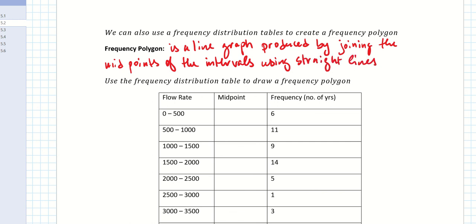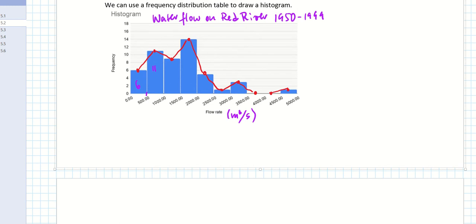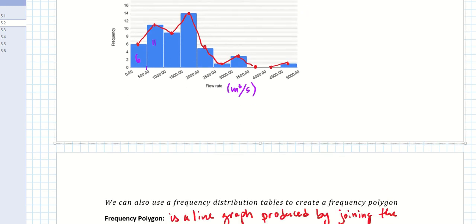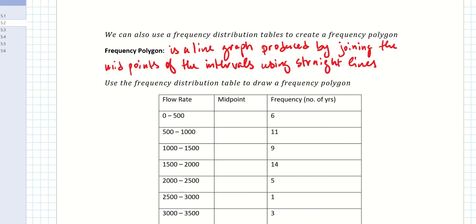Okay? So if you were to do this by hand and you didn't have a histogram to look at first, like I did here, I already had a histogram, so I can just kind of eyeball the midpoint, and you can be pretty accurate with that. If you don't have that, if you just want to have a frequency polygon without having a histogram, you have to actually figure out the midpoint. But that's pretty easy. So for example, if you have your bin from 0 to 500, halfway through is going to be 500 divided by 2, which is going to be 250. So your midpoint is going to be 250.